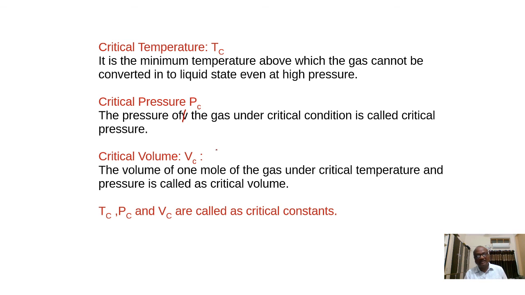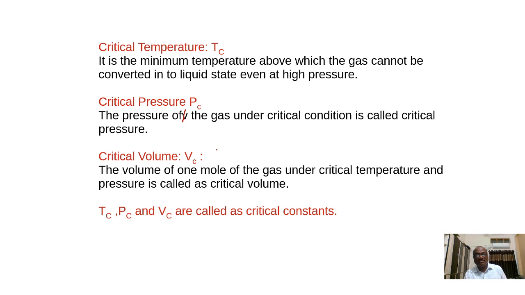Similarly, we can define the critical volume. In order to define the volume, you have to fix the pressure and temperature. That's why we are defining it in the following way. The volume of 1 mole of gas present under critical temperature and pressure is called critical volume Vc. So every gas will have these critical constants. Tc, Pc, Vc are called critical constants. So critical temperature, critical pressure and critical volume are called critical constants.